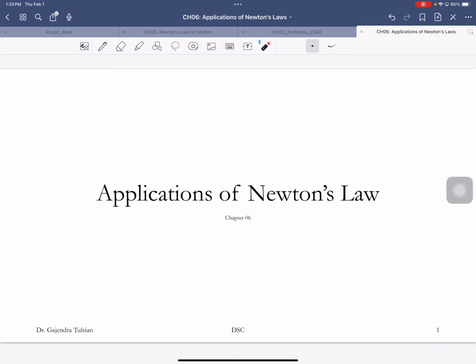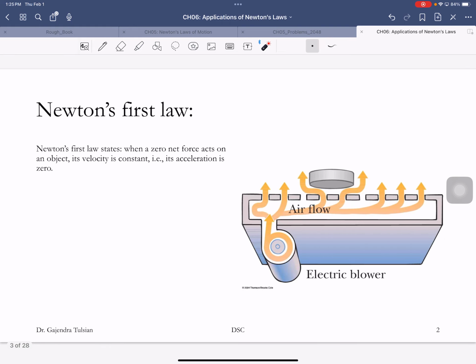Okay, so in this chapter, as the title suggests, we'll do applications of Newton's laws. So we'll apply Newton's laws to various situations. So we'll review what the laws are again.